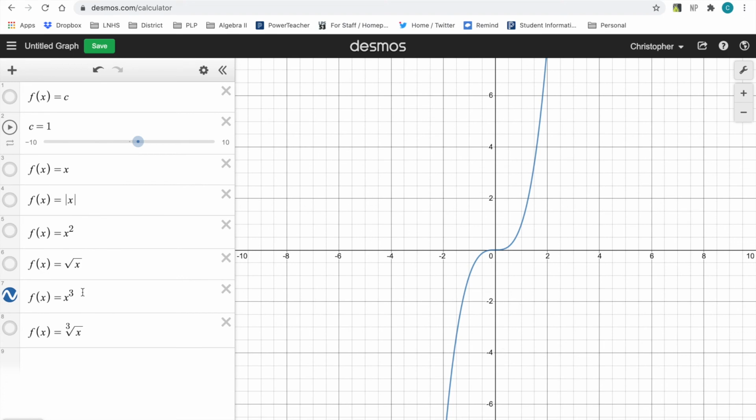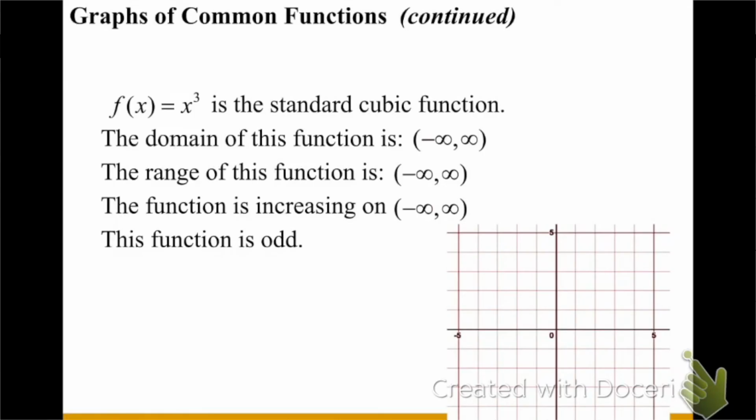And you might notice in this case, since we have an x cubed, which is an odd exponent, if we took the lower left quadrant of this graph and rotated it about the origin, it would match up perfectly with the top right quadrant. This means here that we have odd symmetry, further proving that this is an odd function.